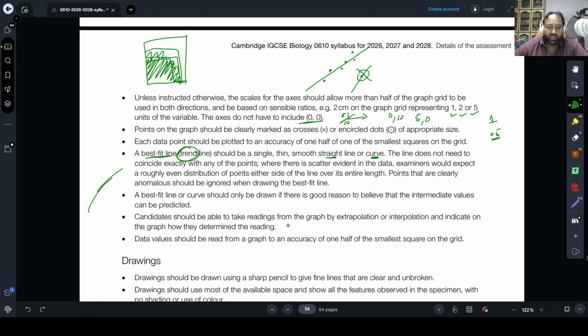Candidates should be able to take readings from the graph by extrapolation. So for example, this is where the graph has been drawn, till here, let's say. What I need to do is find something at a smaller value, which I did not do in the experiment. So what I will do is extend the line and then take a reading from the graph. And that is called extrapolation. It can work for lower values, and it can work for higher values as well.